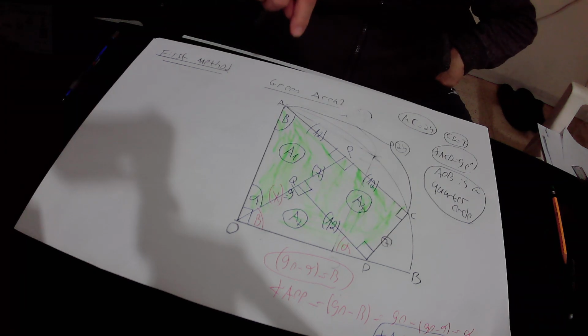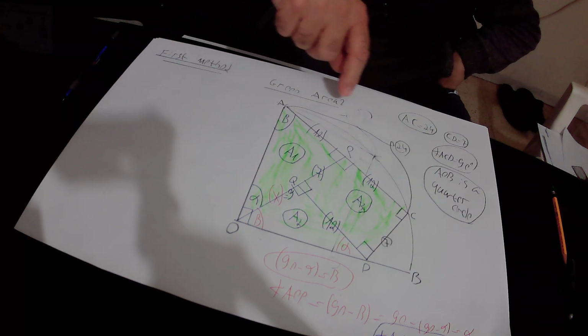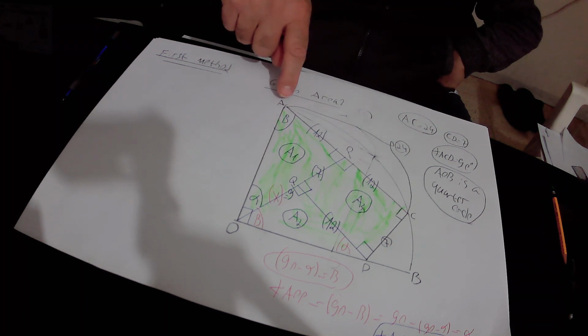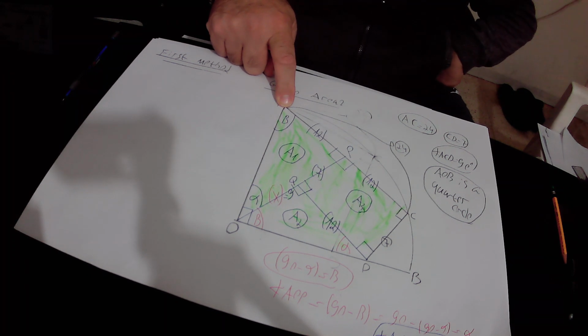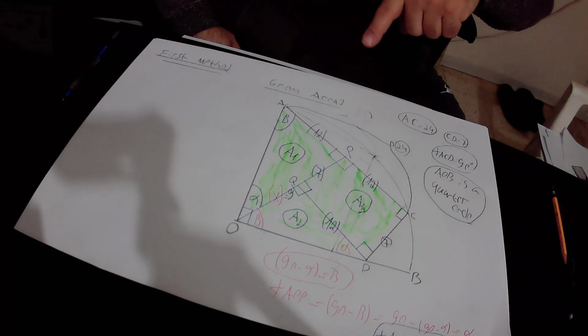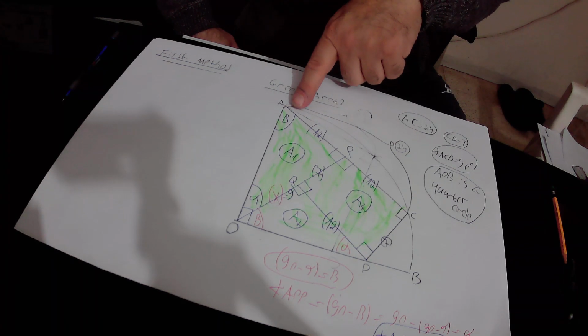So we focus on the right triangle APO. In this right triangle APO, this angle equals alpha. This angle equals 90 degrees. Therefore, the missing angle here must be equal to 90 degrees minus alpha. But 90 degrees minus alpha equals beta. Therefore, this angle equals beta.